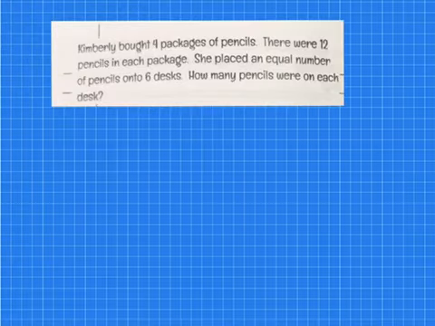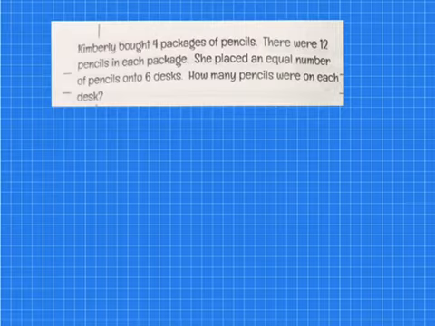Okay, let's try another one. Kimberly bought 4 packages of pencils. There were 12 pencils in each package. She placed an equal number of pencils onto 6 desks. How many pencils were on each desk? Okay, students, so as I was reading it, remember we're always creating our mind movie. We saw Kimberly. She had a package of pencils. There was 12 in each package. But then what did she do?